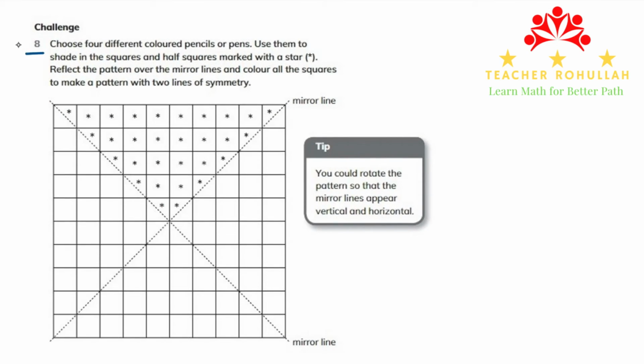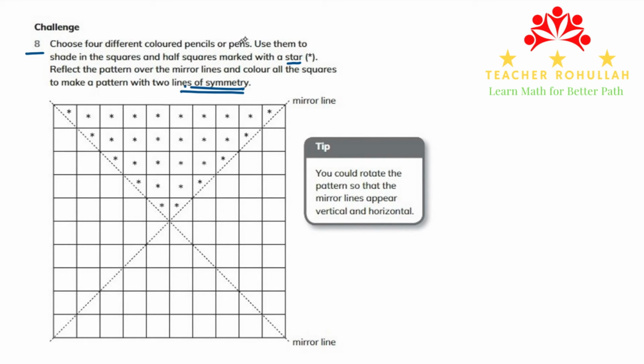In question number 8, it says, choose 4 different colored pencils or pens. Use them to shade in the squares and half squares marked with stars. Reflect the pattern over the mirror lines and color all squares to make a pattern with 2 lines of symmetry. Here we have to consider that we have to make a pattern with 2 lines of symmetry.